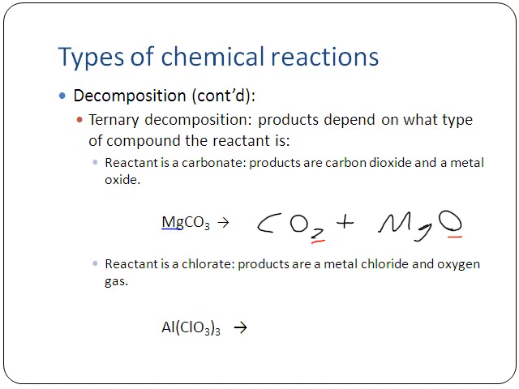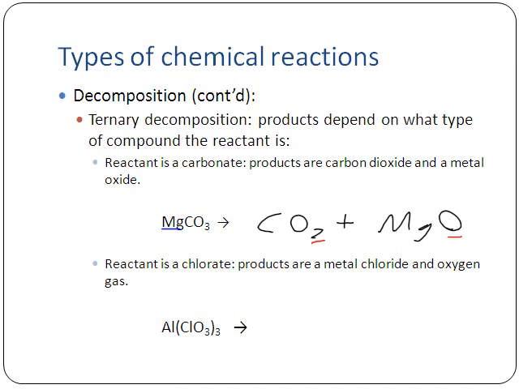Our last different type of ternary decomposition reaction is a chlorate. For chlorates, the way it basically works is the products you get are a metal chloride and oxygen gas. So chlorate decompositions always produce oxygen gas, and then the metal chloride's the second part.